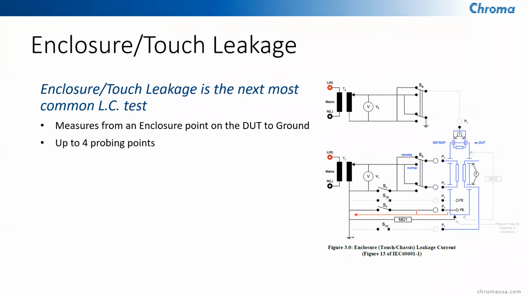Next up, we have the enclosure or touch leakage current test, which is the next most common leakage current test. This measures from an enclosure point on the DUT to ground. So if we were to have an ultrasound, for example, we would find an exposed metal point on the enclosure of that ultrasound, for example, maybe a screw, and we would measure from there to ground. And for this test, you may be required to probe up to 4 points on the enclosure to measure leakage current back to ground.